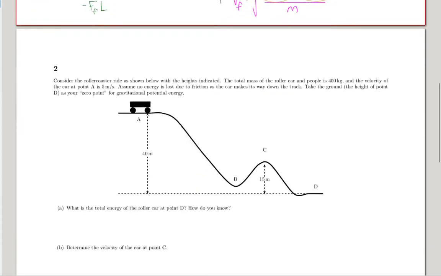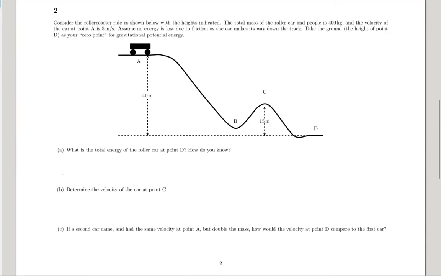All right, on to problem 2. Consider the roller coaster ride as shown below with the heights indicated. The total mass of these things is 400 kilograms, and the velocity of the car at point A is 5 meters per second. Assume no energy is lost due to friction as it makes its way down the track. So we're calling this point y equals 0.